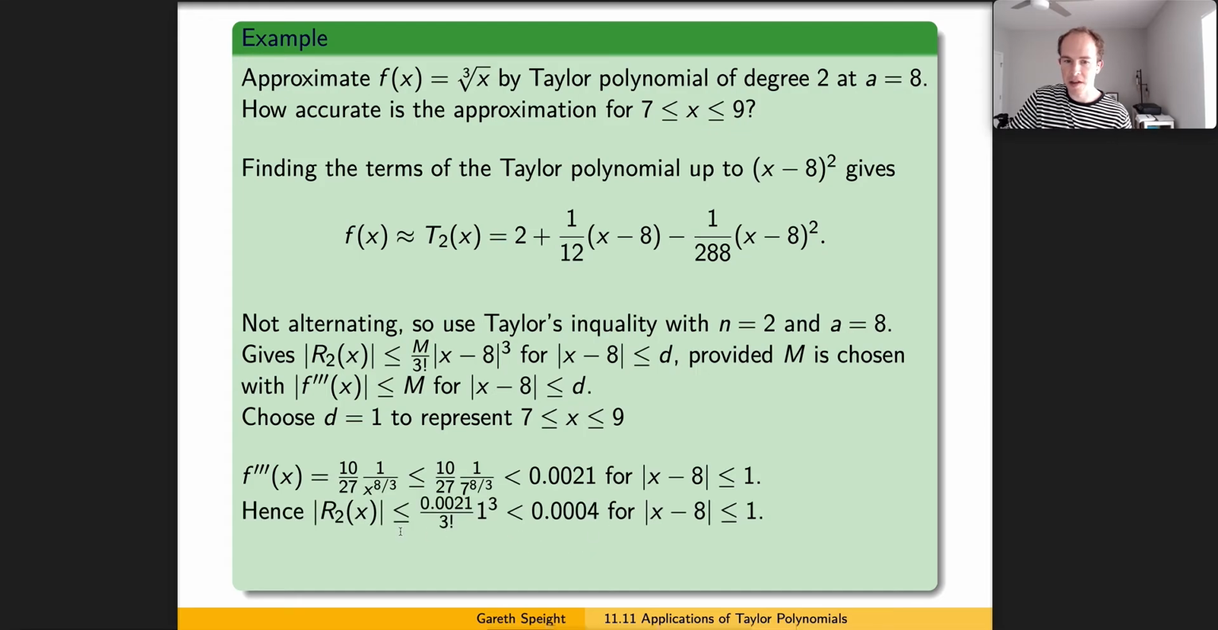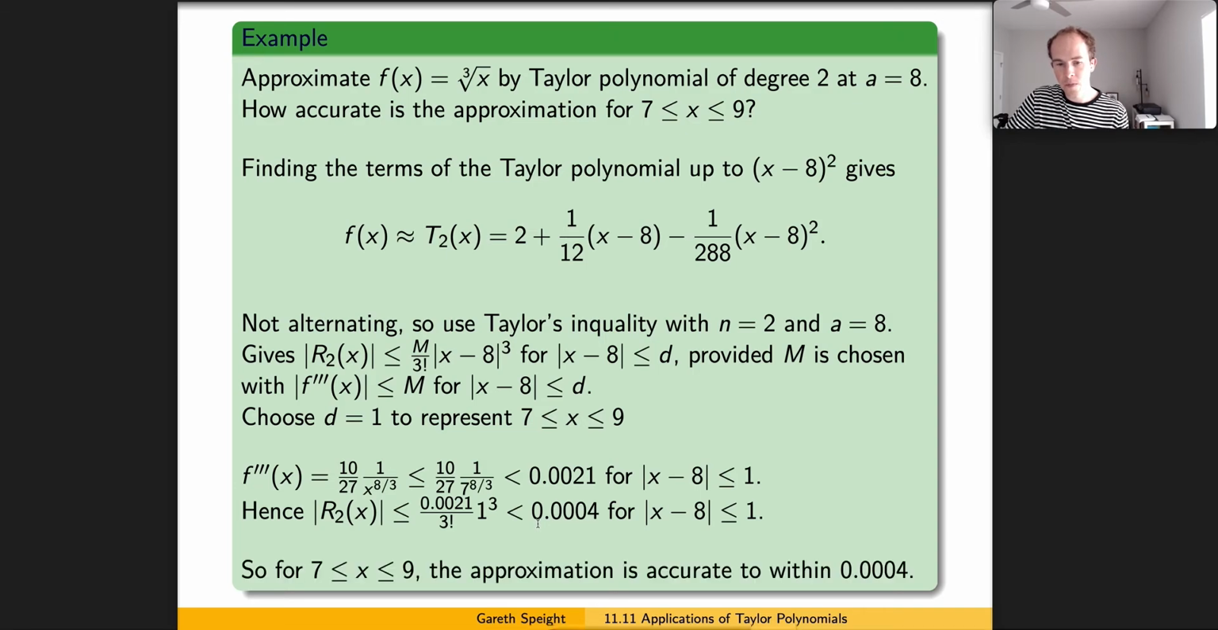And now we can go ahead and plug that in Taylor's inequality. Taylor's inequality tells us that R2, the remainder if we only go up to the squared term, is bounded by the M we just found, so that's 0.0021, divided by 3 factorial, times absolute value of x minus 8 cubed. Here the absolute value of x minus 8 is less than 1, because the largest possible distance from 8 is 1, because we're going from 7 to 9. And we're dividing by 3 factorial, so here is our bound, we plug it in, it's around 0.0004.